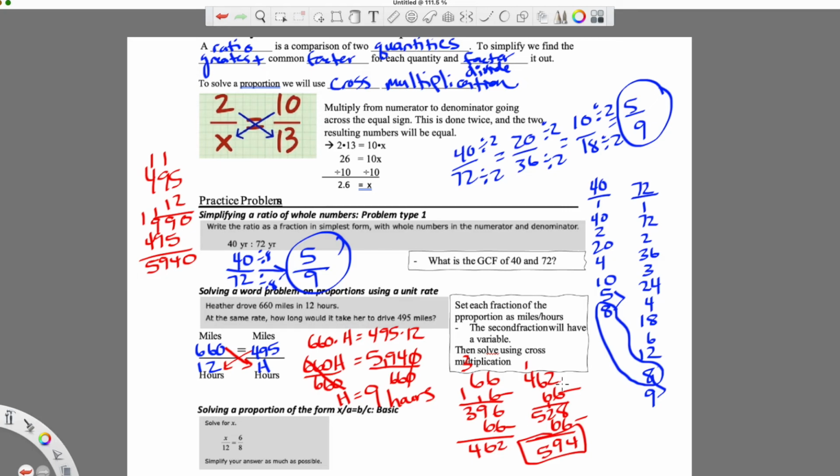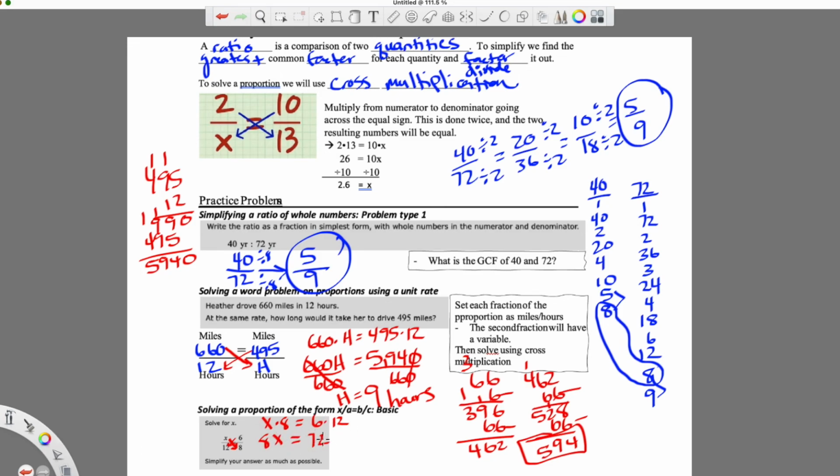All right, so we're going to solve a proportion. This one's already set up for us. We're just going to go ahead and do the cross multiplication. So we're going to cross. So we have x times 8 equals 6 times 12. So we get 8x equals, and 6 times 12, that's 72.